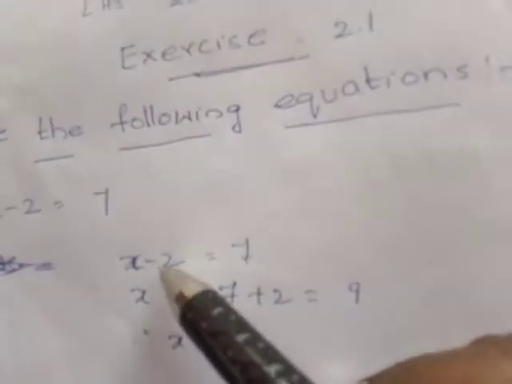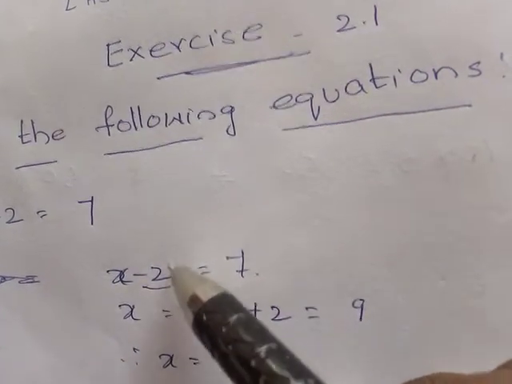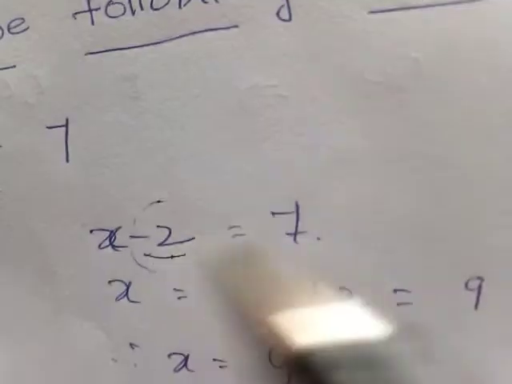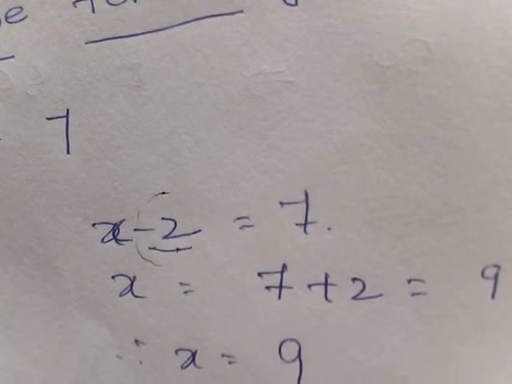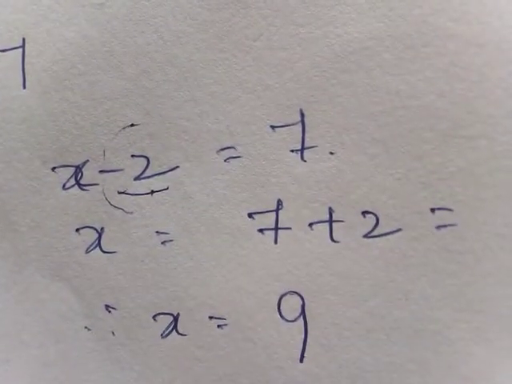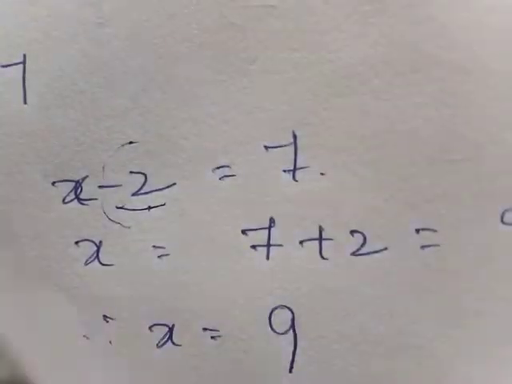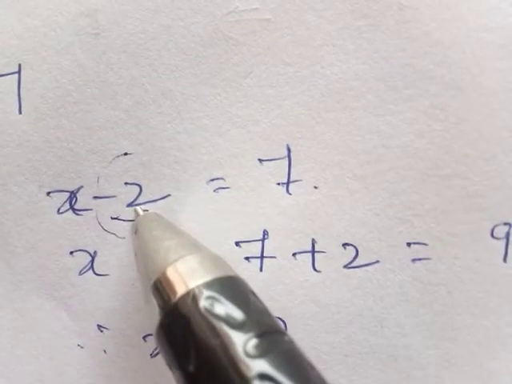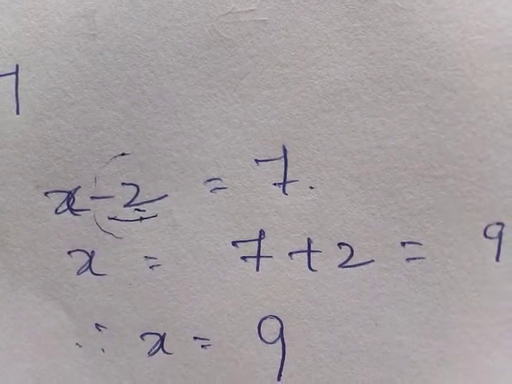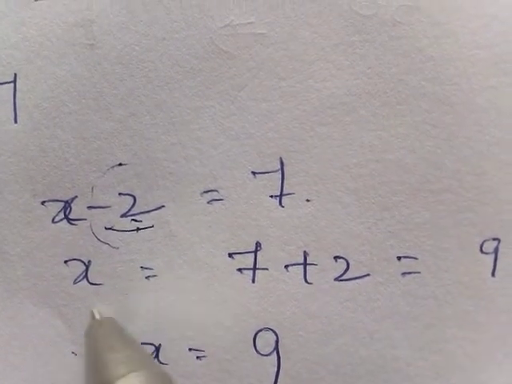To us here, -2 is no need. So you have to remove it. How? By sending this to that side. You are sending this -2 to that side. When you are sending, we have to take the symbol also. So x is equal to 7 when it is -2. When it comes to the right side of the equal symbol, it becomes plus. So 7 plus 2 is equal to 9.